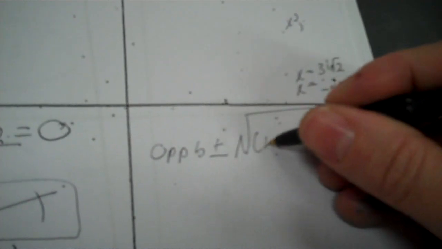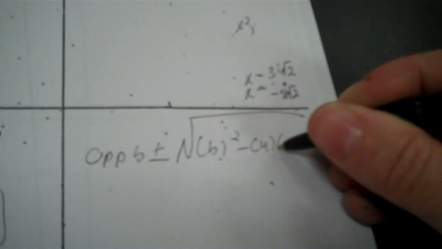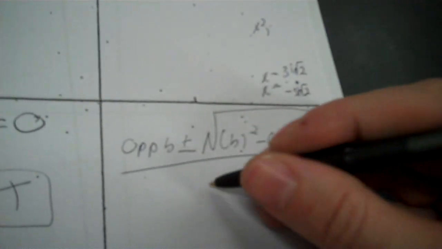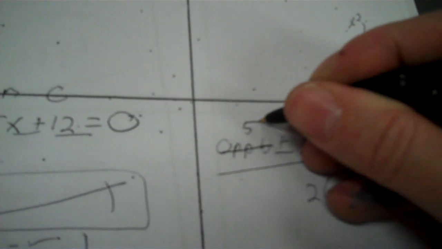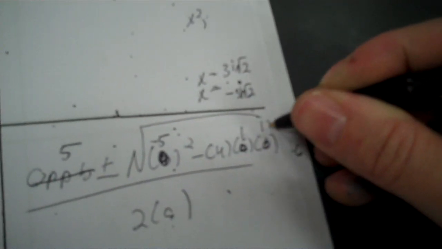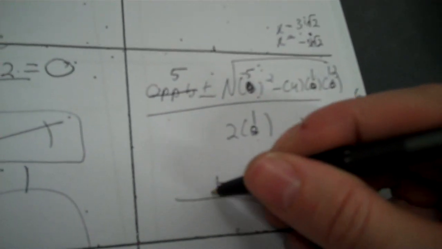Okay, so quadratic formula time. You can do it in there, or you can do it here. Opposite of b plus or minus the square root of b squared minus 4ac, over 2a. So opposite of b is 5. b to the second is negative 5. a is 1, c is 12. And then a on the bottom is 1. Okay, so we got 5, 2 times 1 is 2.